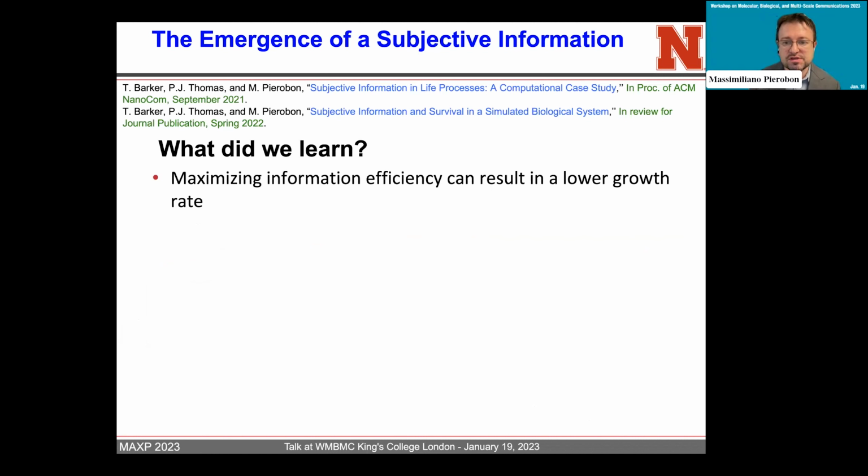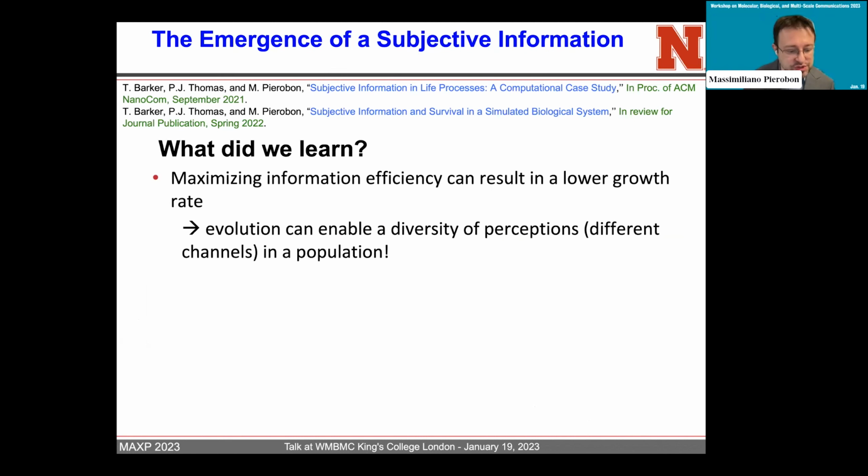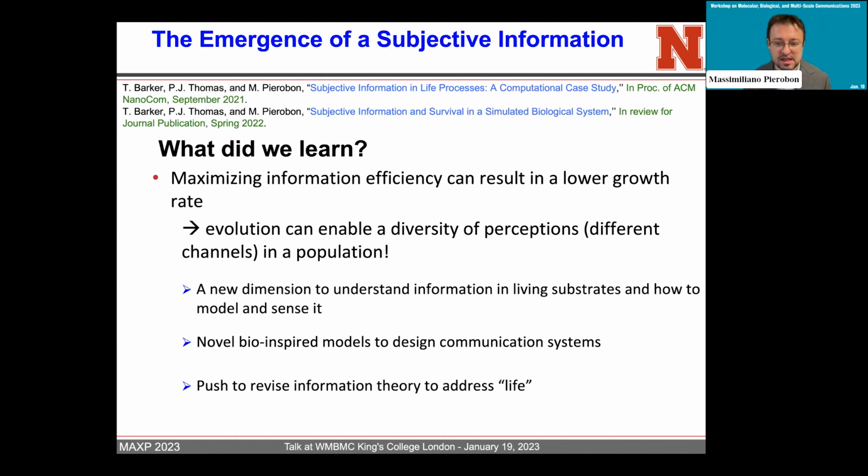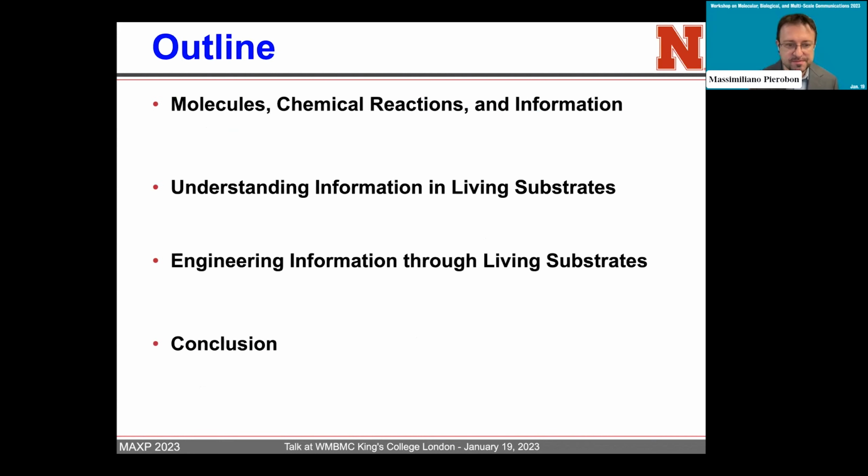That maximizing information efficiency can result in a lower growth rate. Evolution can enable diversity of perception, which is really interesting. It's a new dimension to understand information in living substrate and how to model and sense it. It's a way also to think about novel bio-inspired models for the design of novel communication systems in engineering, and is a push to revise information theory to address life, because indeed information and life have emergent properties that we normally do not observe in our synthetic systems.